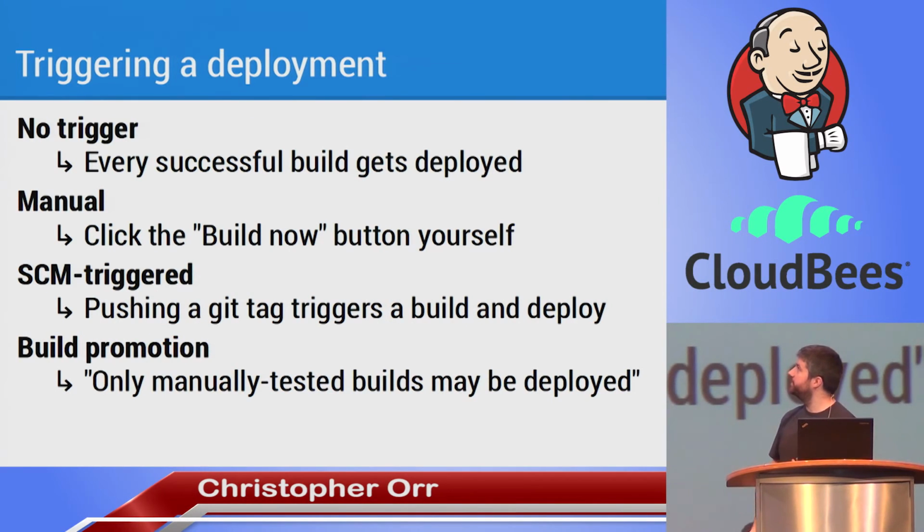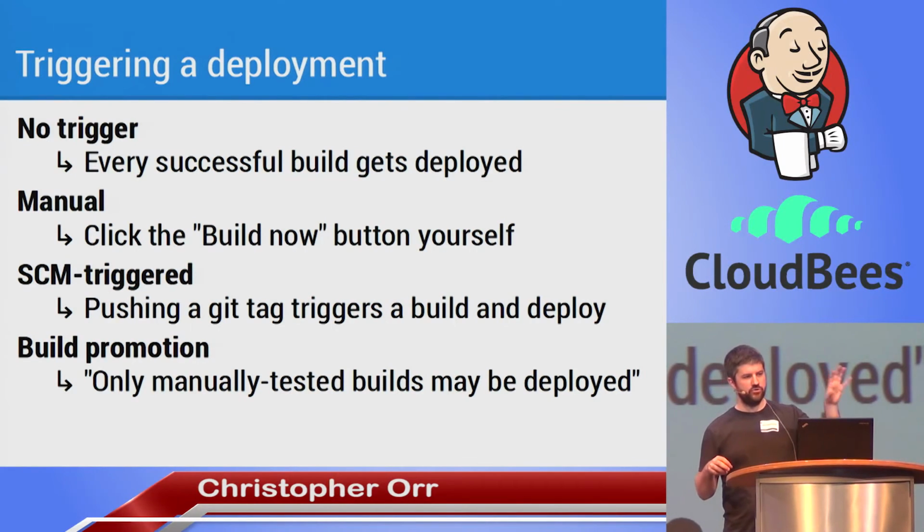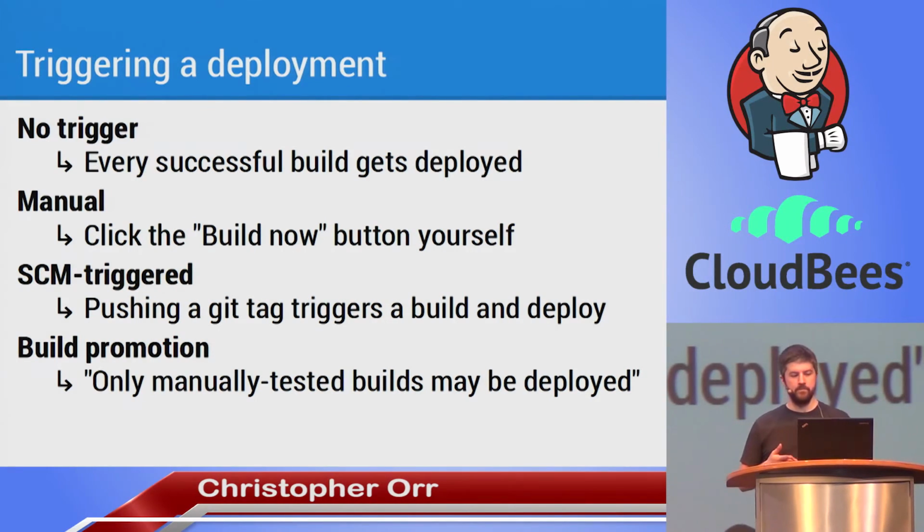So how do we actually go about triggering a deployment? The basic option is, well, it compiles, ship it. So every successful build just gets sent to Hockey App or to your beta testers, however. Of course, there's manual. You can just say, okay, I think it's now ready to send to my testers or QA department, build now. Then there's SCM triggered. This is what we do at Iosphere a lot. We have job configurations that check if you've pushed to a tag called alpha slash whatever or beta slash whatever, it will then build an alpha version or a beta version of the app, upload it to Hockey App, and distribute it to our users.